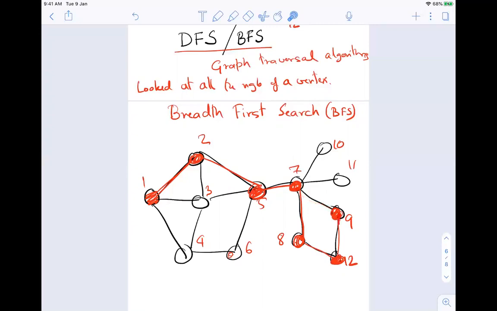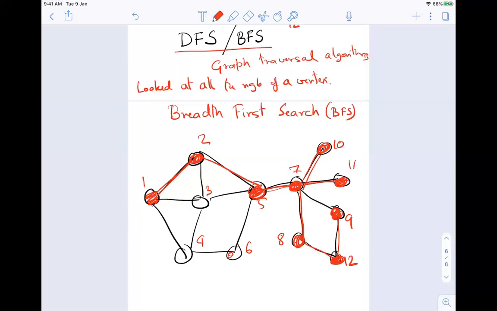So I retrace back my steps. Okay, so let's come back to 9, let's come back to 12. At 12, I find that, oh, there is no other edge left, so I come back to 8. At 8 also, I find that there is no other edge left, so I come back to 7. Then at 7, I see that, okay, there is a 10. So I go and look at 10. Then I come back to 7. Then I go to 11. Then come back to 7 again.